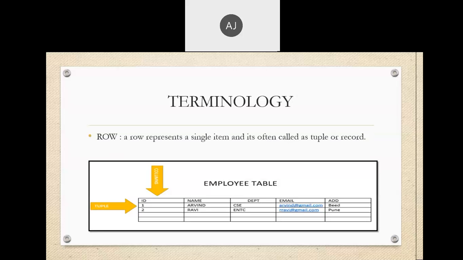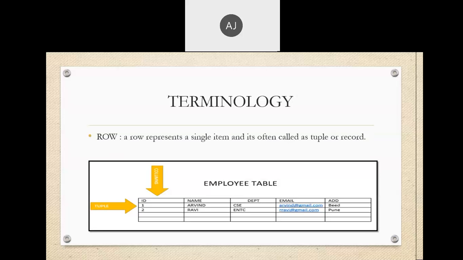Now we discuss the data types. There are three different types of databases available. Also we discuss the data. Now we need to understand the terminology. In the database there is a term called a row. We are talking about relational databases.